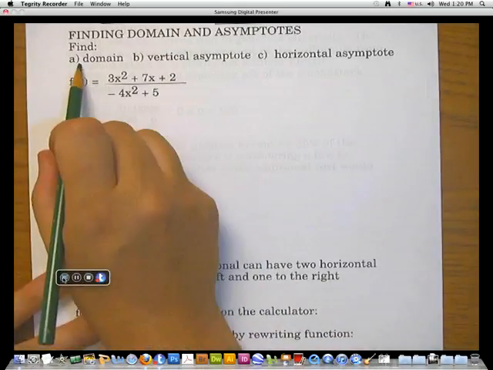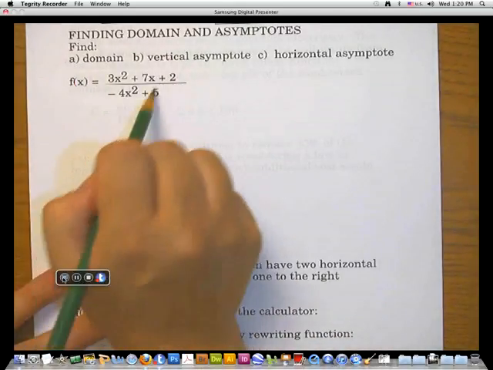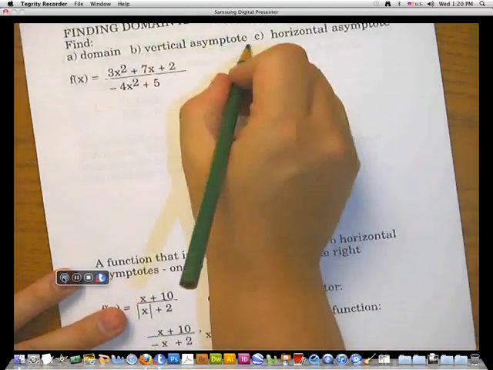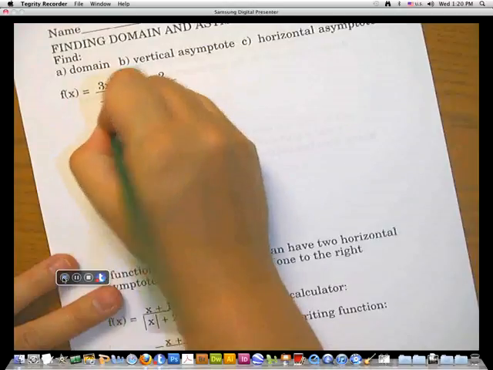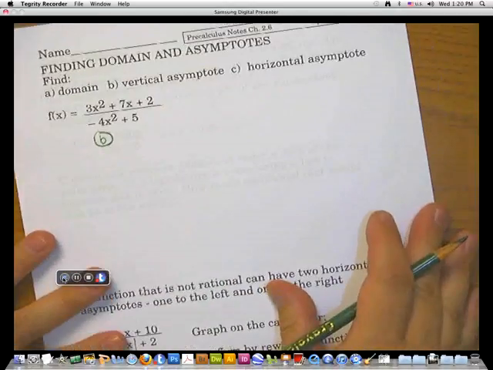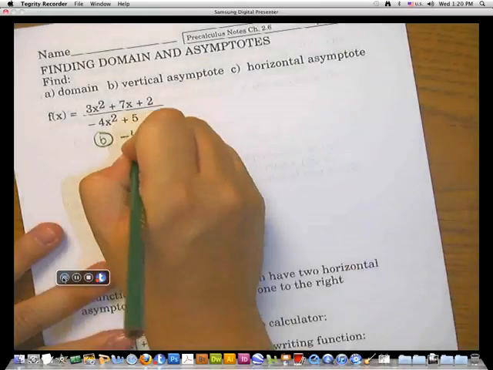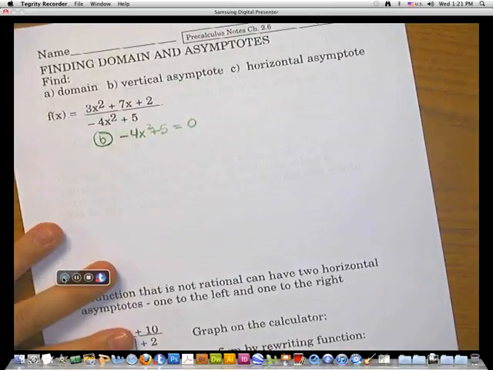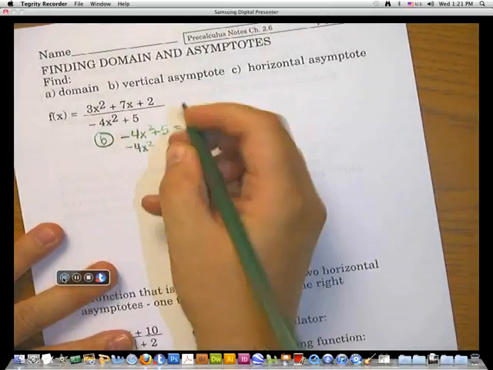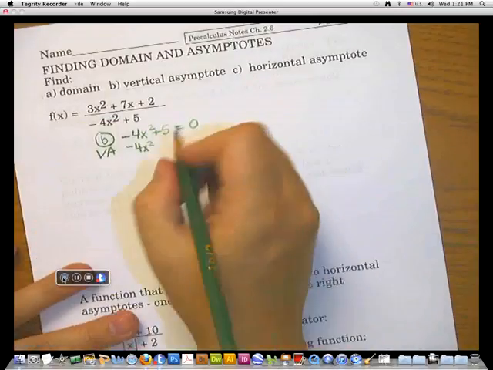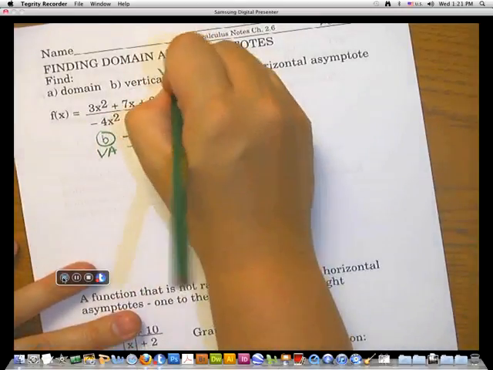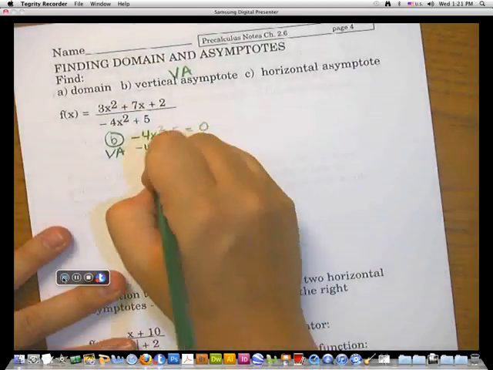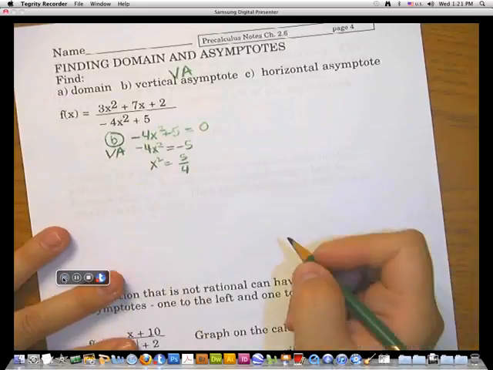So let's start with, we're going to leave the domain, and we're going to look at that in a minute or two here. And we're going to start with the vertical asymptote, part B. The vertical asymptote is determined by the denominator equal to 0. So when I solve, and this is our vertical asymptote, and VA, you're going to see me abbreviate all the time vertical asymptote for that. So I get -5. X squared is +5/4.